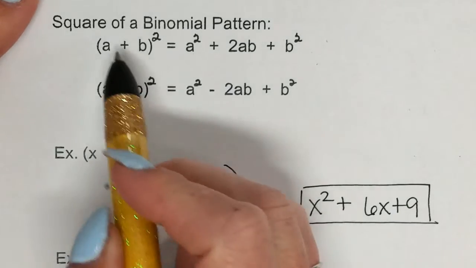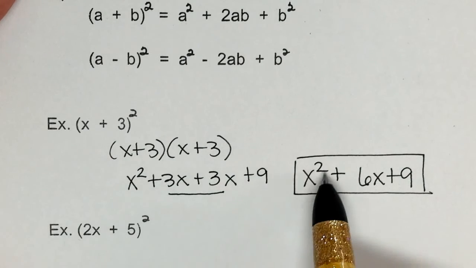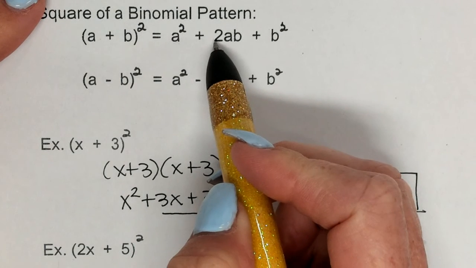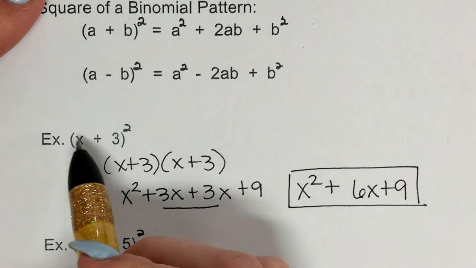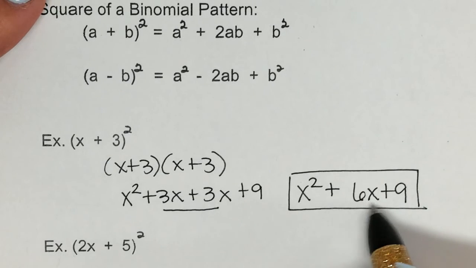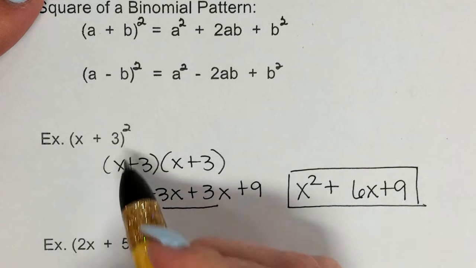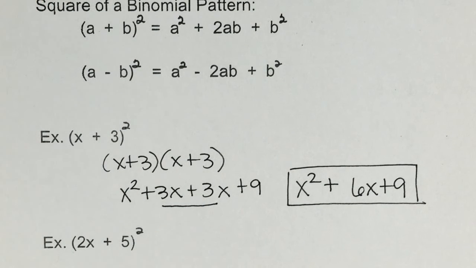So everybody look at the rule. It says you take the first one and square it. All right, did we get x squared right there? Yes. Okay. Then it says take 2 and multiply it by this and this. So what is 2 times x times 3? 6x. Is that what we got? Yes. And then it says take the last one and square it. So did we get 3 squared, which is 9? Yes.